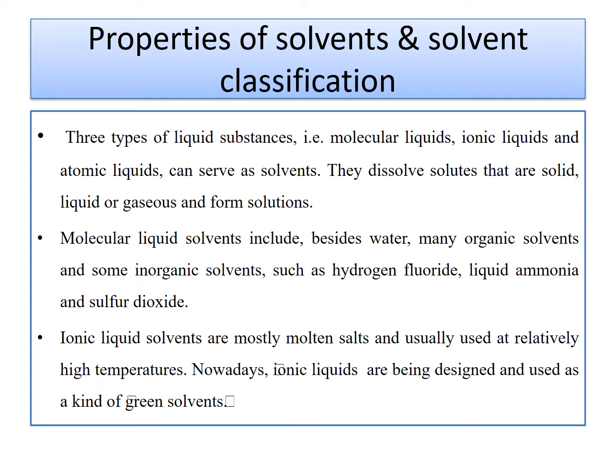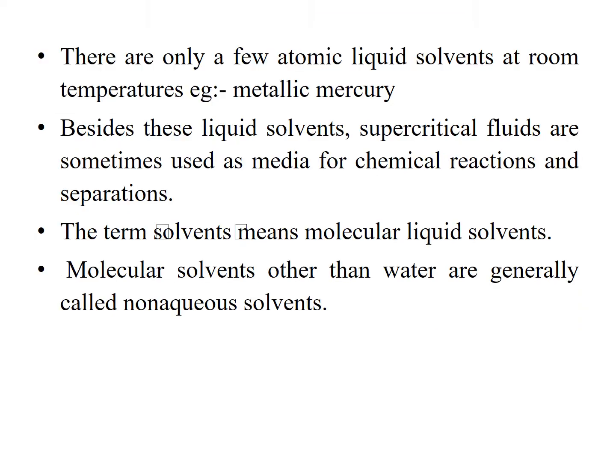Ionic liquids are mostly molten salts and usually used at relatively high temperatures. Ionic liquids are used as a kind of green solvents. Metallic mercury is used as an atomic liquid solvent. Besides these liquid solvents, supercritical fluids are sometimes used as media for chemical reactions and separations.